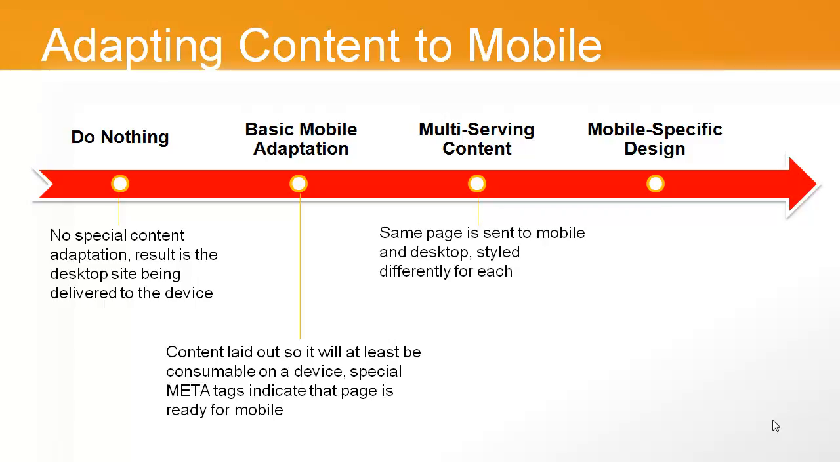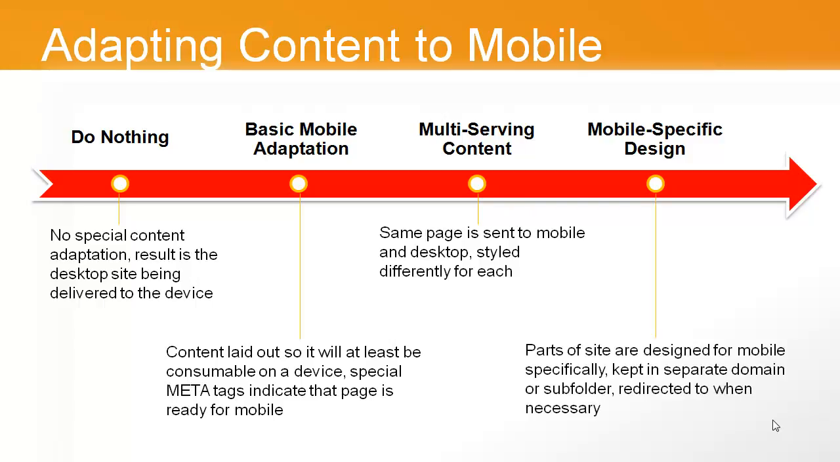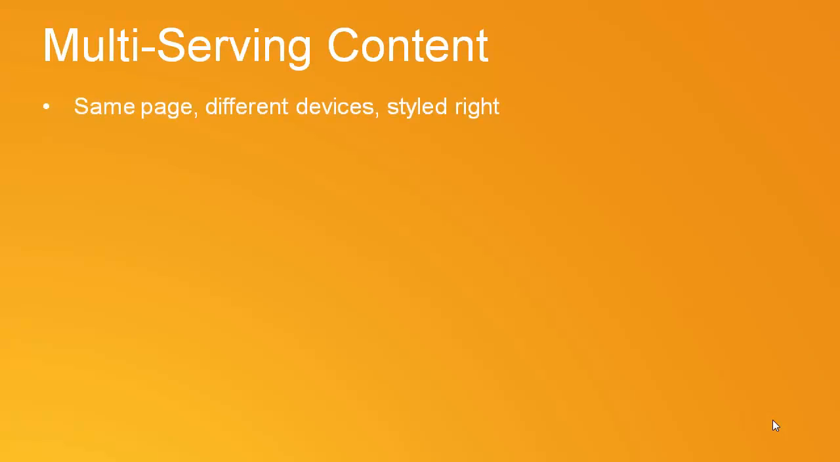You can also multi-serve content. That means the same page is sent to the mobile and desktop, but it's styled differently for each. And last but not least is having mobile specific designs. Part of your site is going to be designated for mobile specifically, and it's most of the time kept in a separate domain or subfolder. You may say like m.hotmail.com or m.bing.com. So those things you want to keep aware of, and you will be redirected there when necessary.